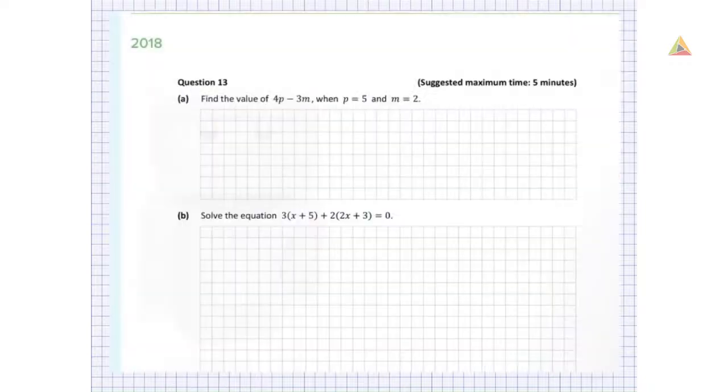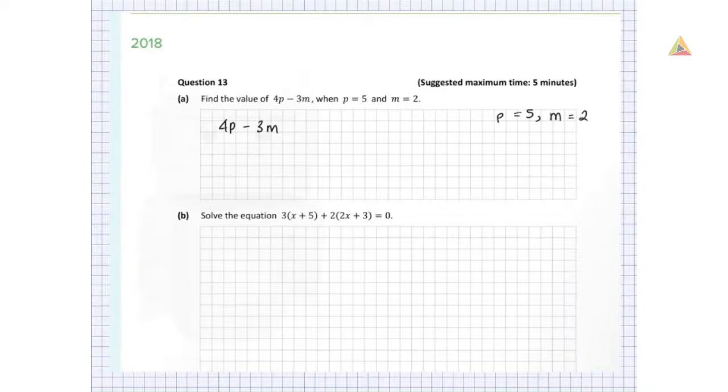Okay, so I've pulled two questions now. One is from 2018 and the other is from 2017. So we're going to be able to do this based on what we've just covered. So question 13 here. It says find the value of 4p minus 3m when p is 5 and m is 2. So I'm going to write out what we're given again. So 4p minus 3m, and you're told p is 5 and m is 2.